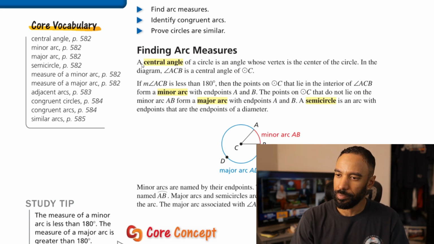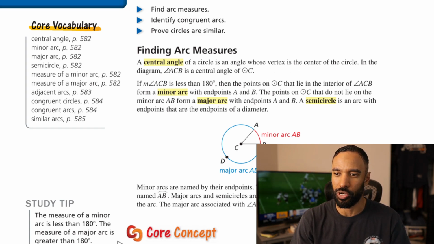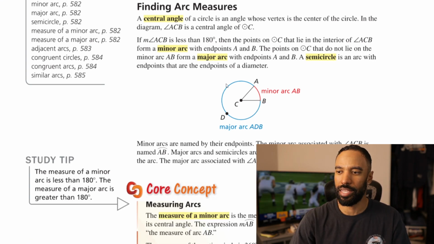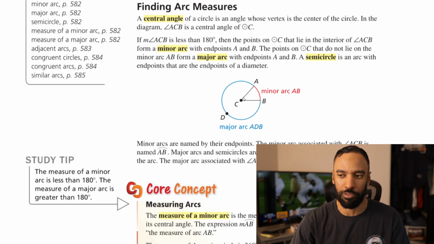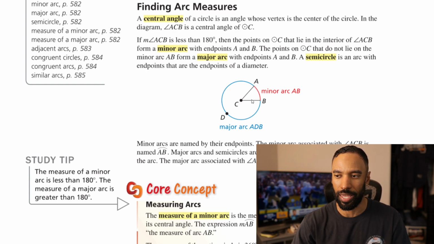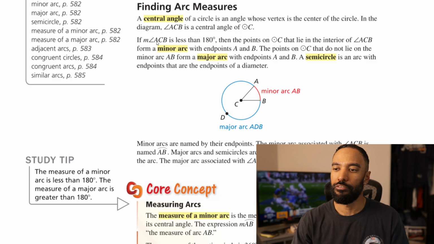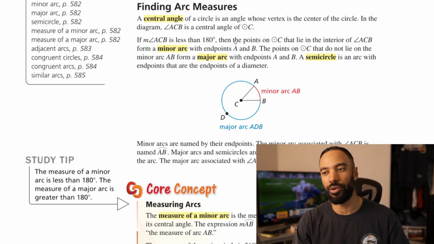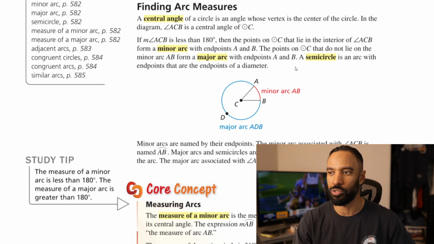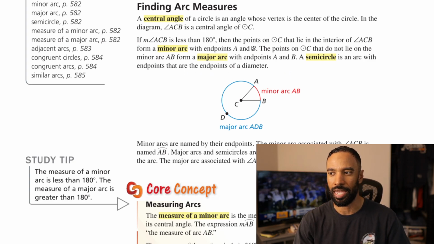Finding arc measures. A central angle of a circle is an angle whose vertex is the center of the circle. In the diagram, angle ACB is a central angle of circle C. So take a look right here, guys. This is a central angle right there, ACB. C is your center, and we make an angle out of it. Perfect name, central angle. If the measure of angle ACB is less than 180 degrees, then the points on circle C that lie in the interior of angle ACB form a minor arc with endpoints A and B.